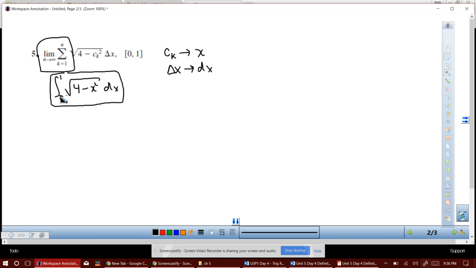All right, so I'm looking for the integral from 0 to 1 of the square root of the quantity 4 minus x squared dx. So those should be pretty easy. It's really just pulling off the c and c_k and making it x. Delta x becomes dx. These become your a and your b endpoints. Again, look in your notes where you see the a and the b, and we talk about the parts of the integral. And this limit with the sum, the limit as n goes to infinity of this sum, becomes the symbol for the integral.